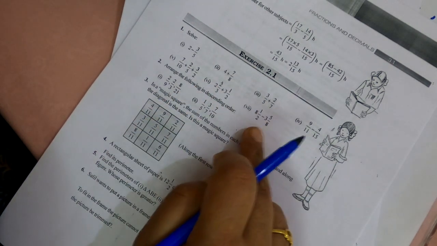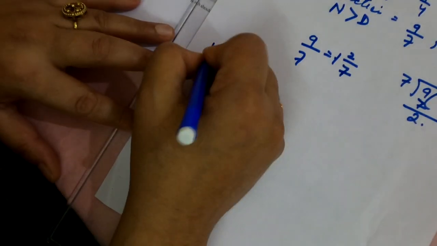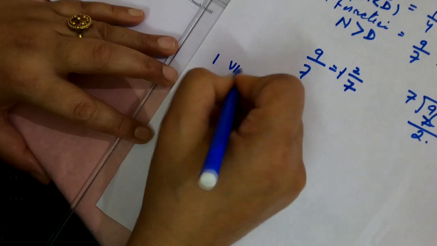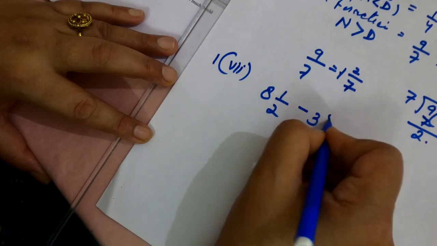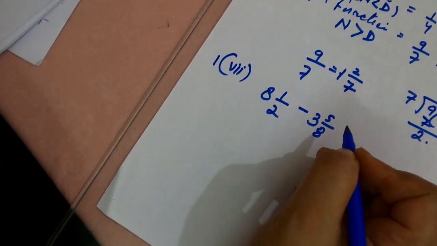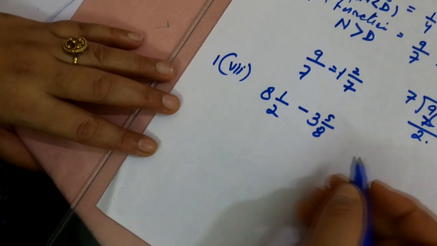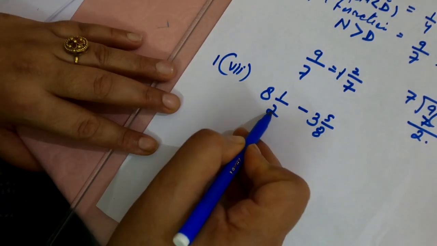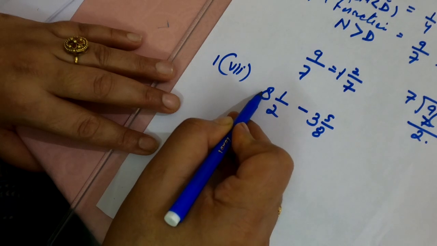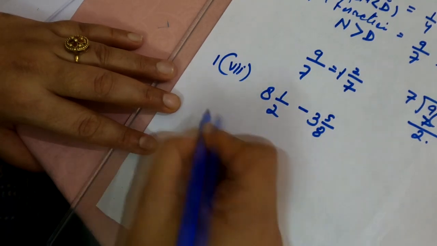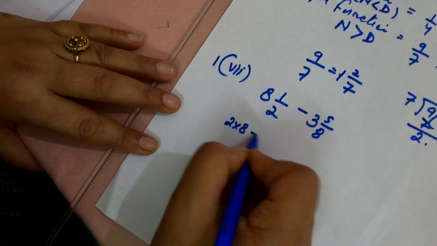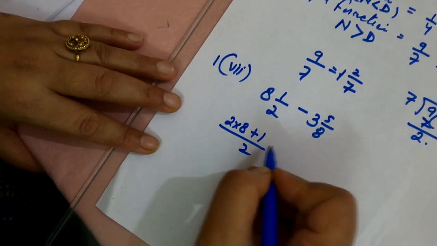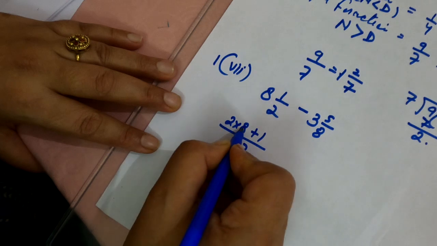Right? So you know how to add and subtract the fractions. Let us do a question, question number 1 and part 7. Here is a question, 8 whole 1 by 2 minus 3 whole 5 by 8. Now let us convert them into improper fractions. First of all, we are going to do 2 into 8 is 16, 16 plus 1. Let me show you in the detailed method. It will be 2 into 8, that plus 1 upon 2. Clear? So it will become 2 into 8 is 16.